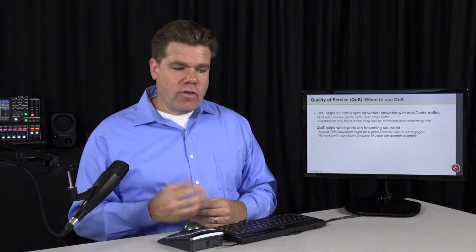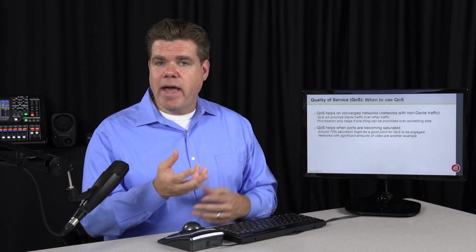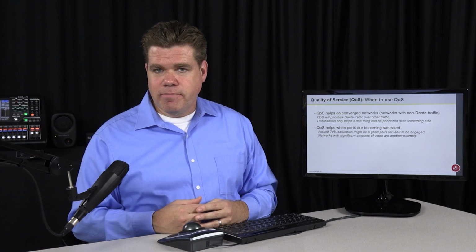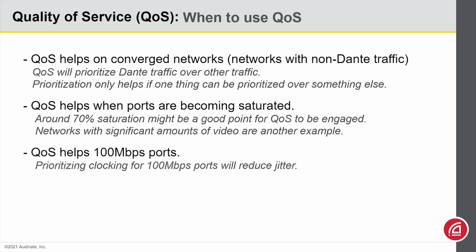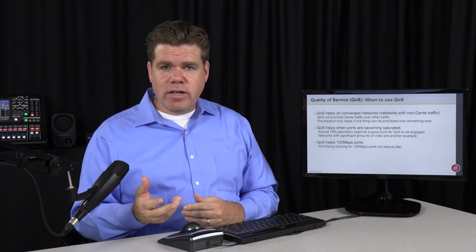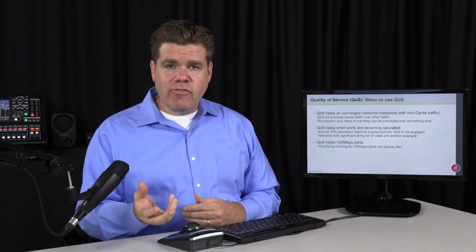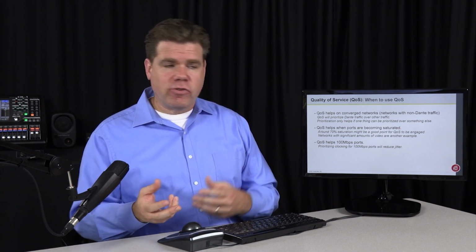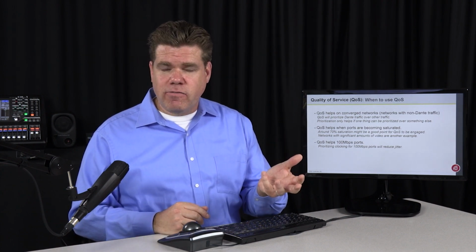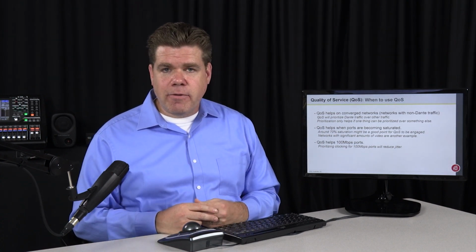Even if your network only has Dante on it, as your network approaches saturation, you can still get benefits by elevating your clocking packets over your media packets. If you have Dante devices with 100 megabit ports on them, that's another good time to turn on quality of service. As we said in the level 1 class, 1 gigabit devices will typically have a better clocking resolution than 100 megabit devices. But turning on quality of service is a great way to close that gap.